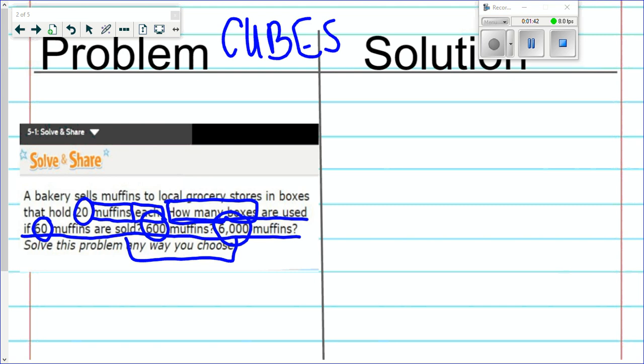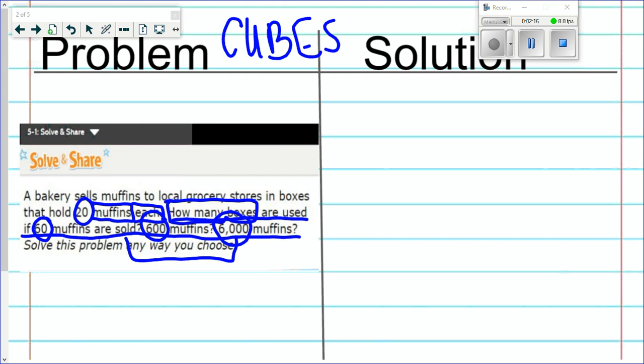Now, to evaluate and visualize, I need to think about maybe myself in this situation. So maybe I own a bakery and we sell muffins to a local grocery store in boxes that hold 20 muffins each. I need to know how many boxes I'm going to need if I'm going to sell 60 muffins, 600 muffins, and 6,000 muffins. And now it's time to solve. So please press pause, solve this problem any way you choose, and then press play when you're ready to work through it with me.